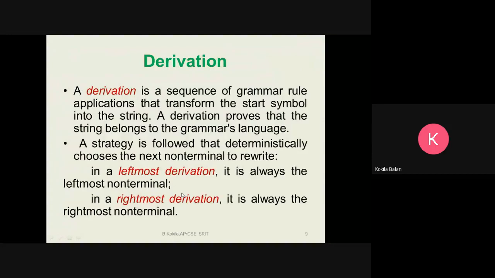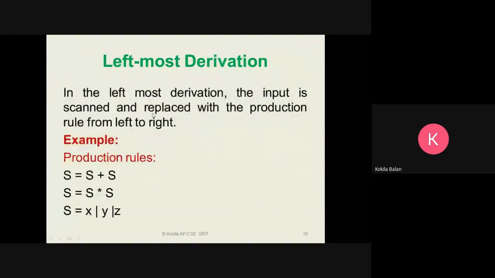In leftmost derivation, the input is scanned from left to right. So replacement of a non-terminal should begin from the left. And in the rightmost derivation, the replacement of the non-terminal should always start from the right-hand side. That is rightmost derivation. By seeing an example, you can easily understand what it is.